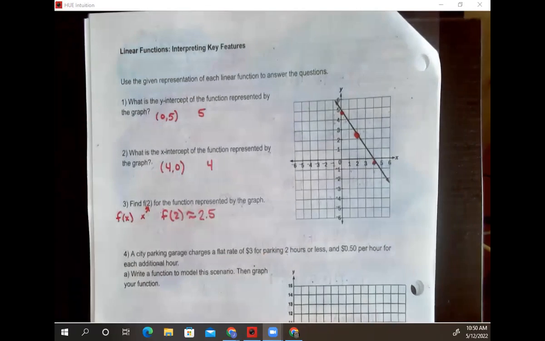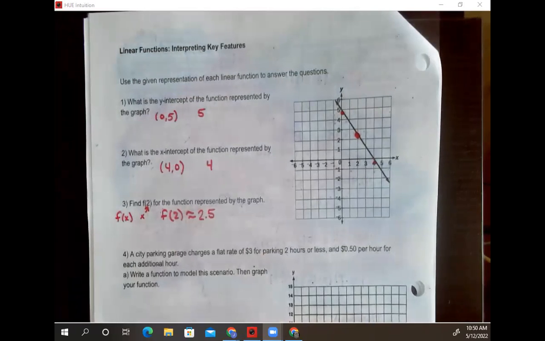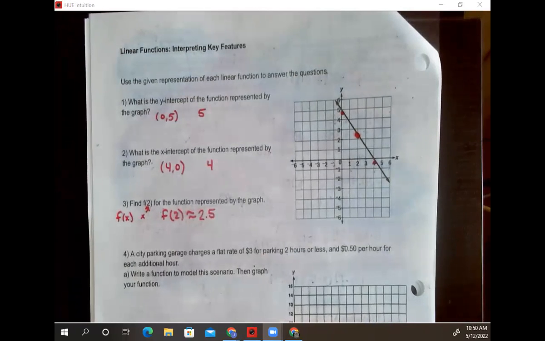We did a lot of function notation and evaluating functions based on a graph in first semester. We saw this throughout first semester, so a little review of that here as well. Questions for me so far? Okay.